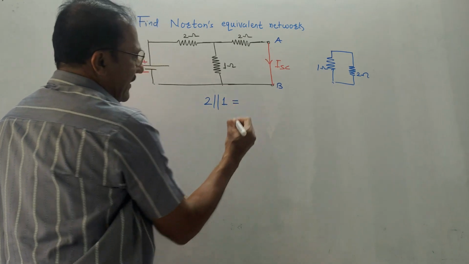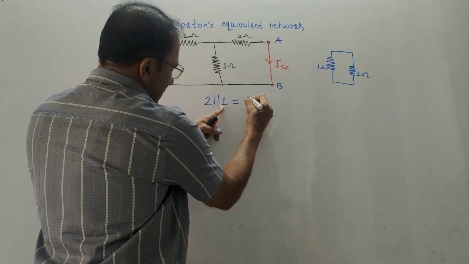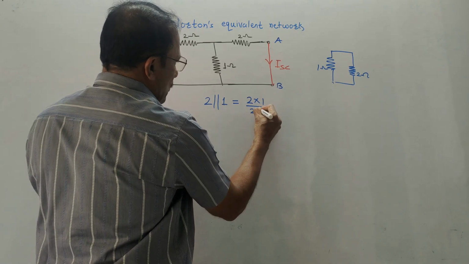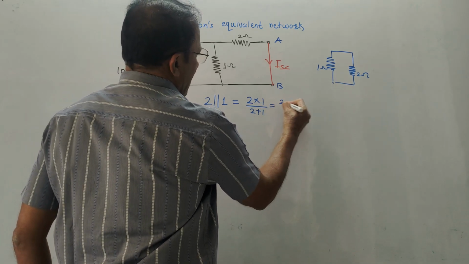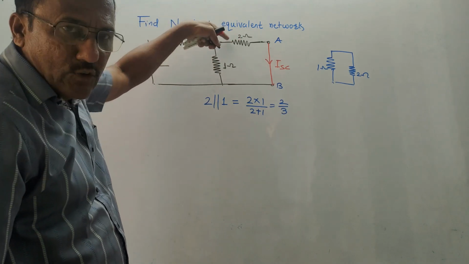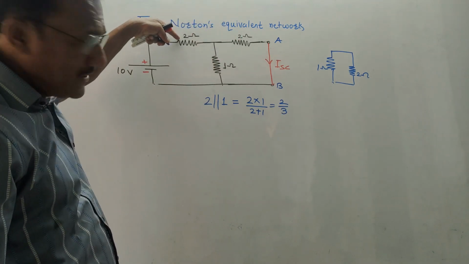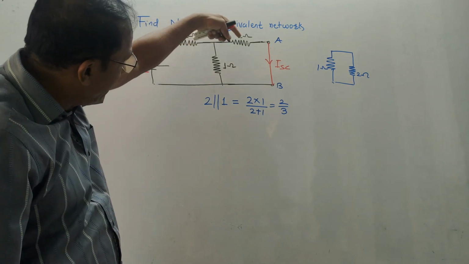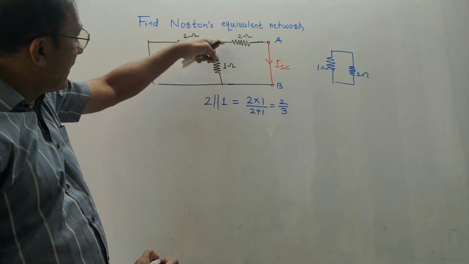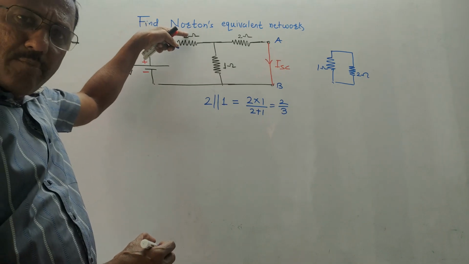How to calculate the parallel value? Take the multiplication in the numerator, that is 2 into 1, divided by the addition, that is 2 plus 1. So this value is 2 by 3. So this value I have calculated. Now next, come back to the voltage source side. What we did, we calculated the equivalent value, the parallel combination of these two. Next, there is a resistance of 2 ohm.